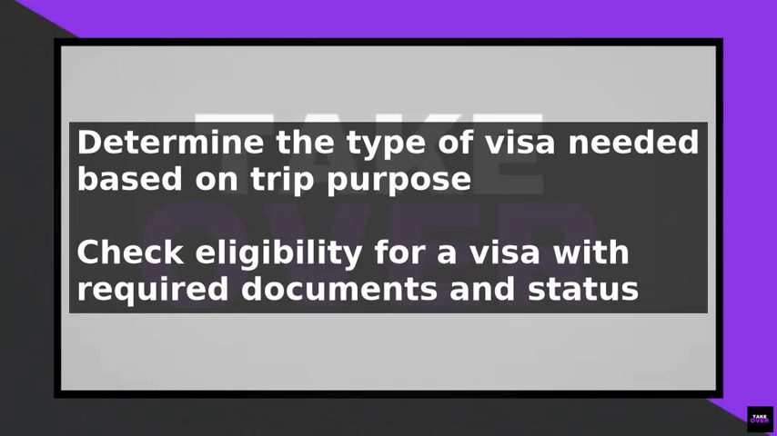To apply for a U.S. visa from Canada, start by determining the type of visa you need, which depends on the purpose of your trip, such as tourism, business, or study. The U.S. Department of State website is a valuable resource for identifying the correct visa category.